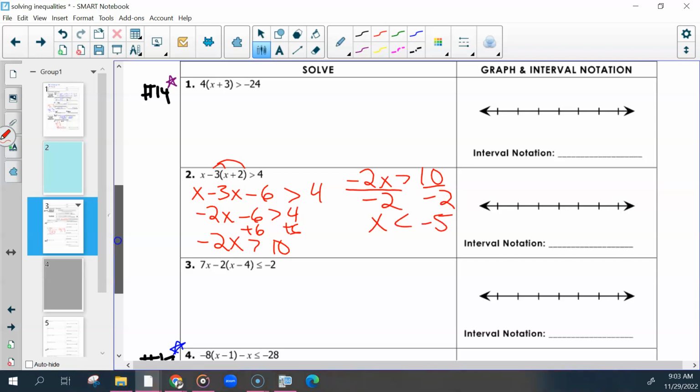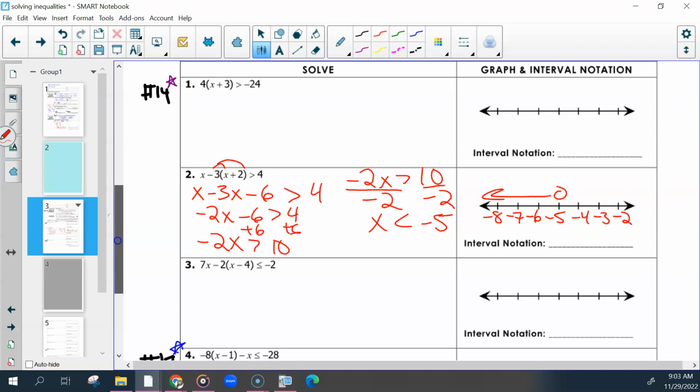So that's your inequality answer. The x is less than -5. You have to graph it. However you want to do your number line, do that. Make sure you fill up your number line. That would be an open circle going to the left.